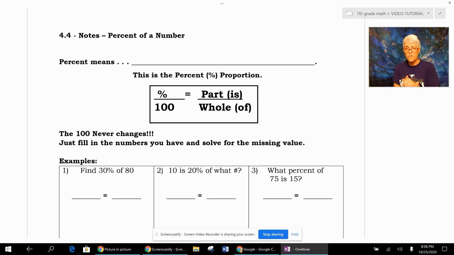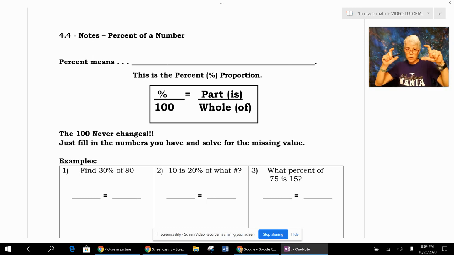If I ate 50% of your pizza, how much did I eat? Yes, you're right, it's half, but I ate part of your pizza. So that's kind of what we're going to have to process through as we do this. We are going to learn about percent of a number using proportions.